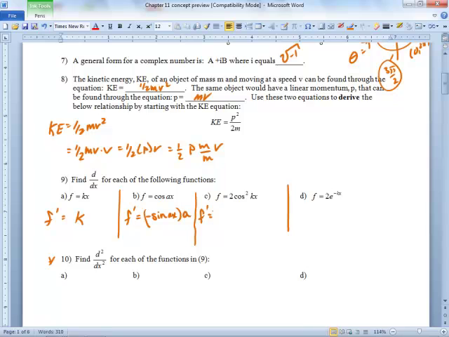Let's see if we can get an answer for this one. 2 cosine squared kx. Identify what's the outermost function and work your way in. I see three functions in there. Do you see them? The square, and then the cosine, and then the kx. There's 3 of them.